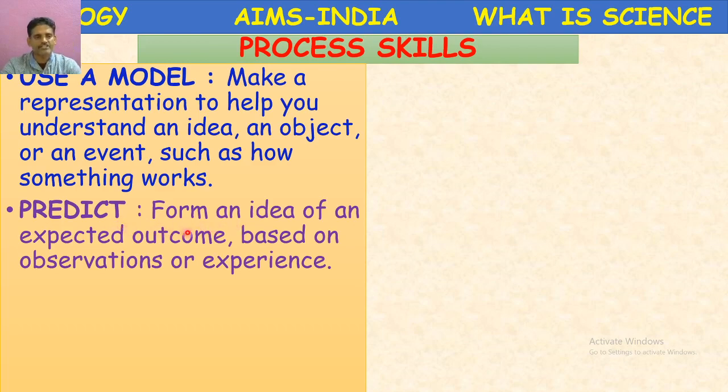So prediction means you have to frame an idea of an expected outcome. Yes, what is going to give out. Okay, based on observations, you have to predict the result. Okay, it is a good experience. By doing several experiments, you will easily predict the results of that experiment. The same model experiment you are doing another, then easily you can predict the results.